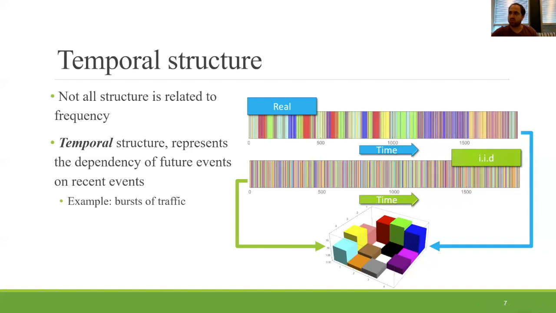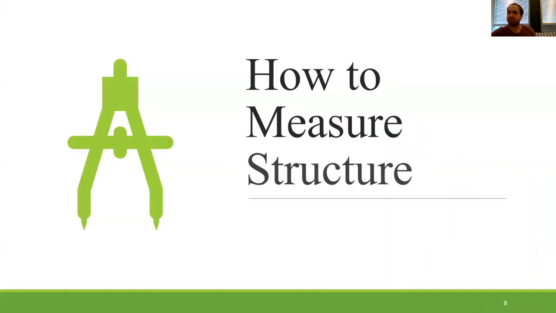However, this trace is just a permutation of the first one, and they both eventually generate the exact same traffic matrix. So we know that the traffic matrix doesn't tell the whole story. So how do we measure structure in a more meaningful way and not just in an intuitive way?